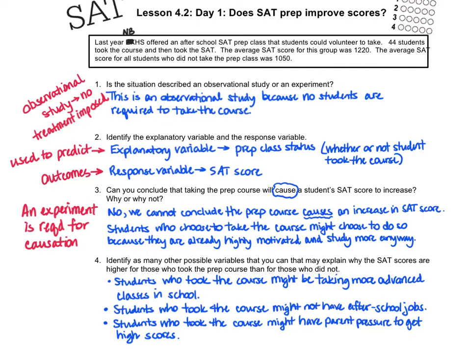Question number 4 asks, identify as many other possible variables that you can that may explain why the SAT scores are higher for those who took the prep course than for those who did not. So your list and my list might be completely different, but we just want to think of different ideas of other things, other factors that could be at play here, where it's not specifically taking the SAT course that makes the scores higher, or not taking the SAT course makes the scores lower.